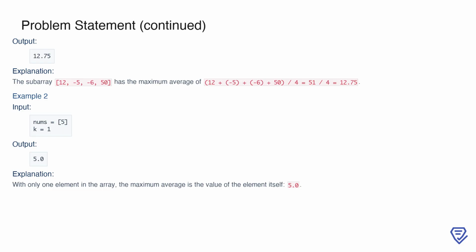In the second example, the input array is 5 and k equals 1. Since there is only one element, the subarray must be 5, and its average is simply the value of the element itself, which is 5.0. These examples illustrate how the problem works for different array lengths and subarray sizes.